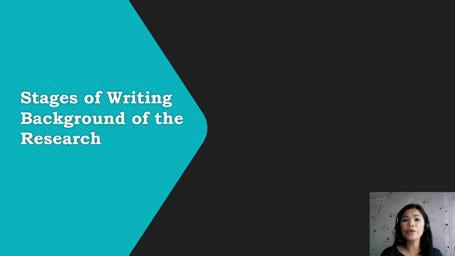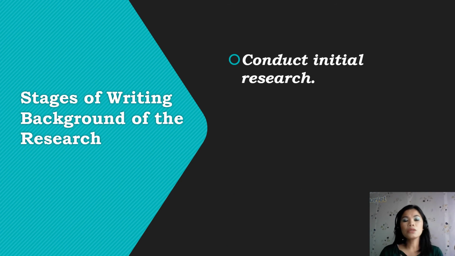Then the stages of writing the background of the research. First, you have to conduct initial research. You can go to the library if there are libraries open in your place at this time, and you can also browse the internet. You can read reviews, researches, or gray literature, meaning those theses or dissertations that are in the library.